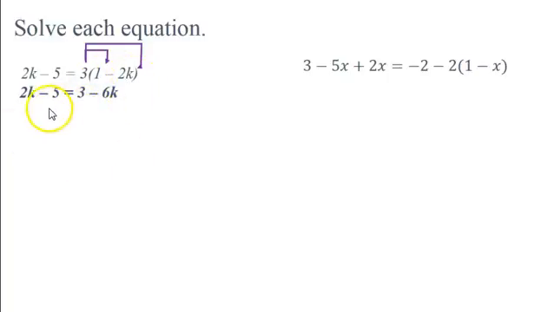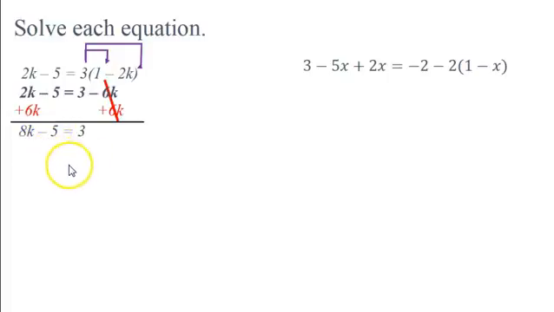So now I have variables on both sides of my equal sign, and I have constants again. I'm going to move my variables first. So I have a negative 6k. Don't forget to watch your signs. I have a negative 6k, and so I want to add 6k to both sides so that this can cancel out. I got 2k plus 6k, 8k, minus 5 is equal to 3.